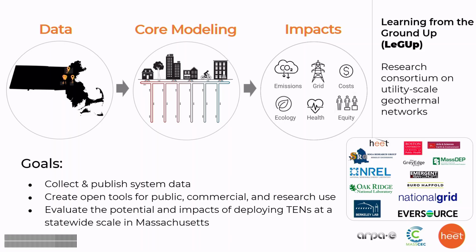So the work that we present today is part of LEG UP, or Learning from the Ground Up. It's a research consortium that HEET leads and is focused on the study of thermal energy networks. We collaborate with a number of different research institutions listed here, and we're collecting data from thermal energy networks that are utility-led in Massachusetts. We're creating tools to simulate these systems, and the different research institutions are focused on different aspects of the impacts of TENs, including on the electric grid that has been discussed a lot in this conference, but also on cost, on health, on equity, on ecology. So now let's go to the data.